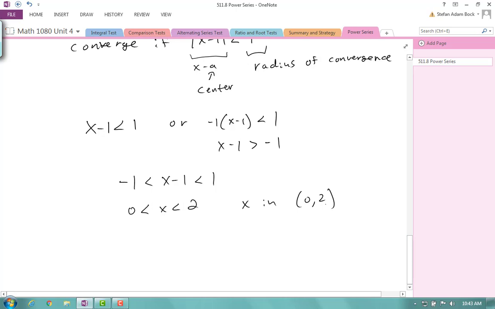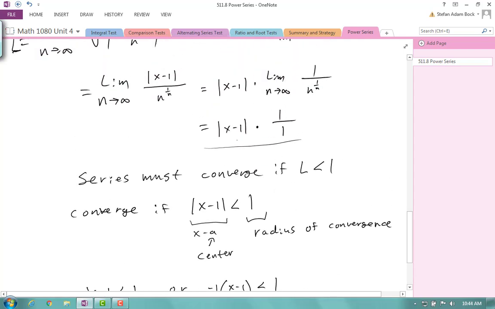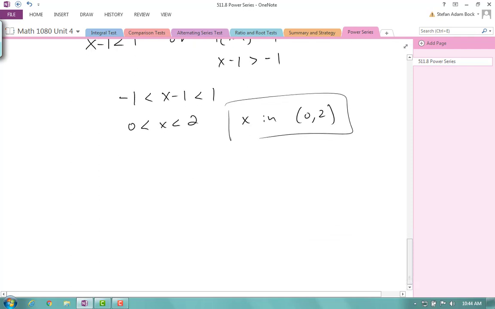This tells me that I'm guaranteed to have convergence for my series as long as x is in the interval 0, 2. But what happens if x is equal to 0 or if x is equal to 2? We can look right up here. If x is equal to 0, then I have the absolute value of negative 1, which is positive 1. This limit would end up being equal to 1. If x is equal to 2, I get the same story. The limit is equal to 1. Now the root and the ratio tests are both inconclusive when that limit is equal to 1.